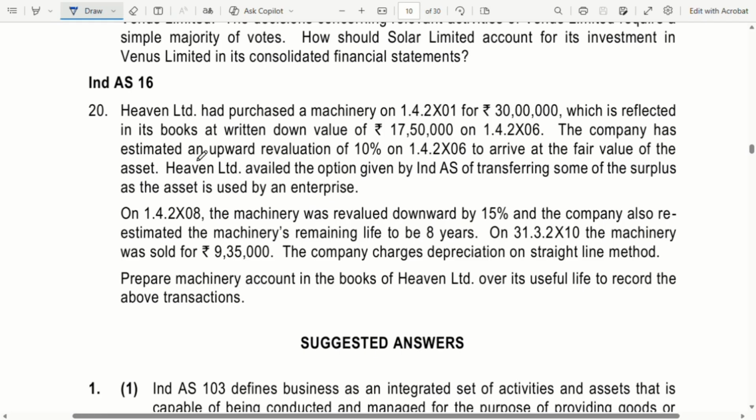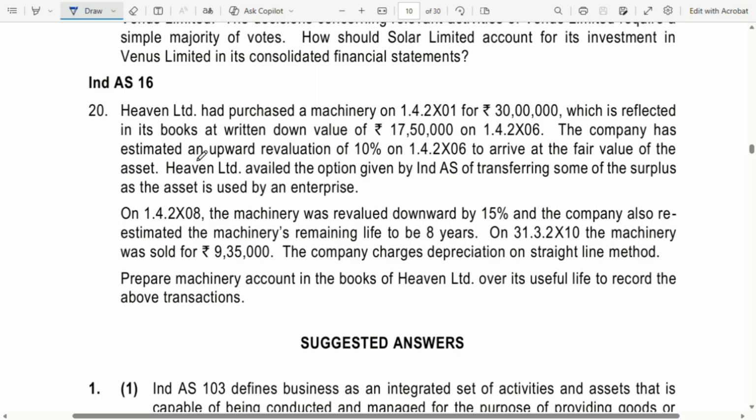So when we are doing revaluation and we have got revaluation gain, then that revaluation gain we will transfer to the revaluation surplus, and if we have got revaluation loss, then we will debit it to the P&L account. This is the case when revaluation is being done for the first time.